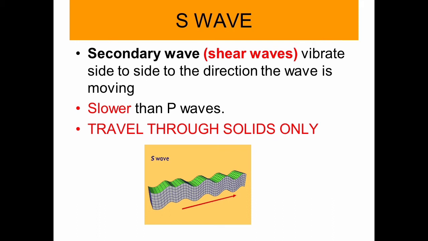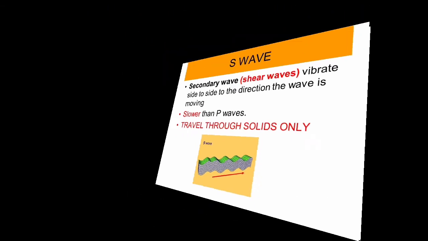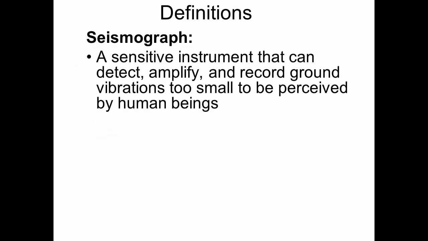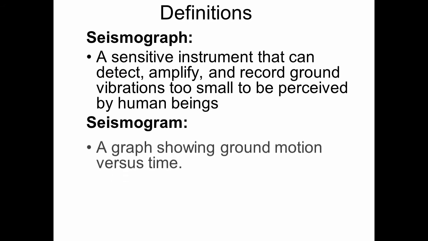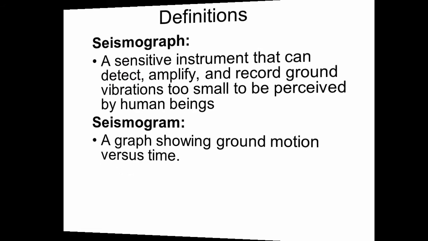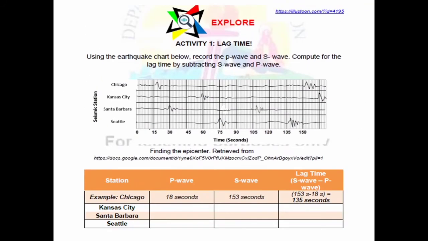Again, P wave is for primary waves, S wave is for secondary waves. We need also to differentiate the difference between seismograph and seismogram. Now, let's proceed to the challenging part in your module. Activity number 1, lag time.